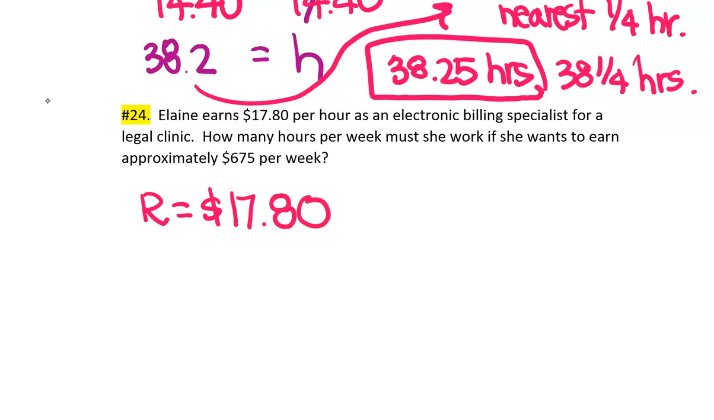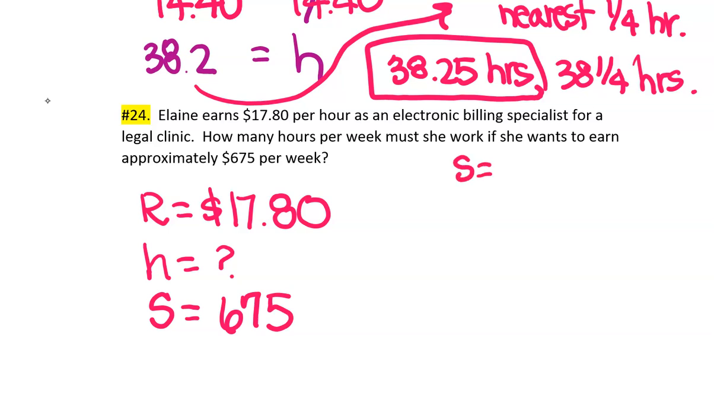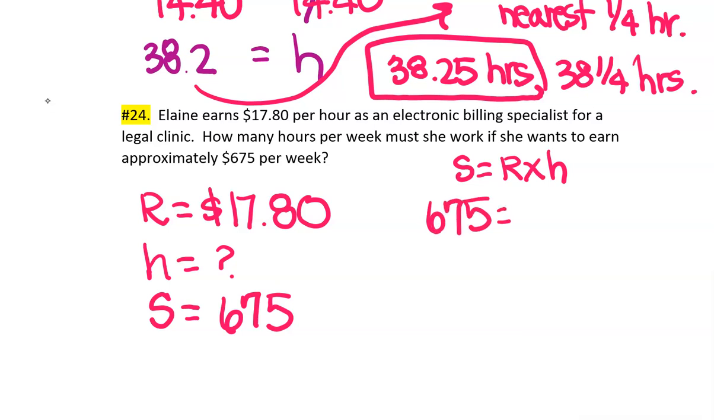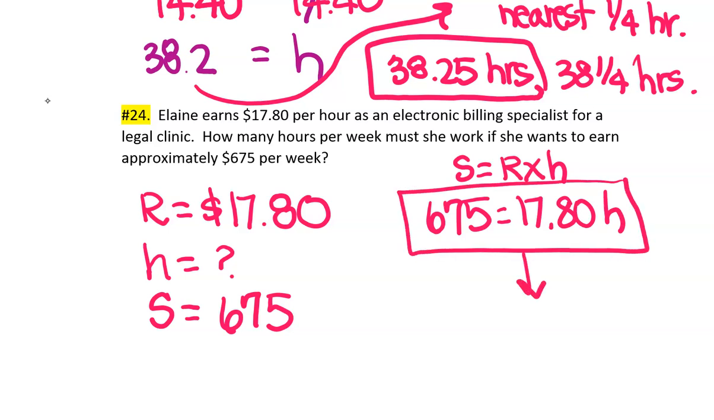She is an electronic billing specialist for a legal clinic. How many hours, that we don't know, must she work if she wants to earn about $675 per week? So her straight time pay is $675. If we follow this formula once again, her straight time pay is $675. Her rate is $17.80, and the hours we don't know. So this is part of your work. You go ahead and solve the rest when you're working this question.